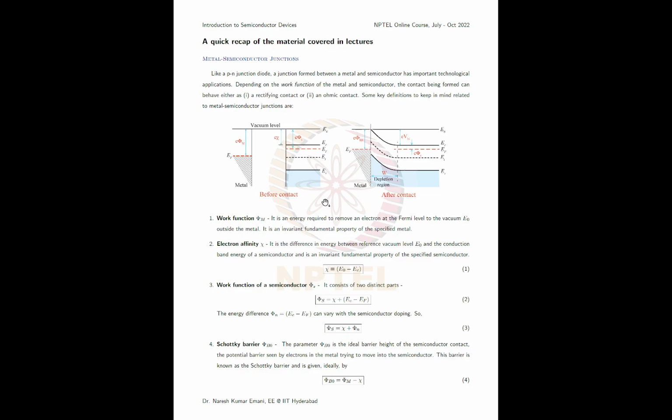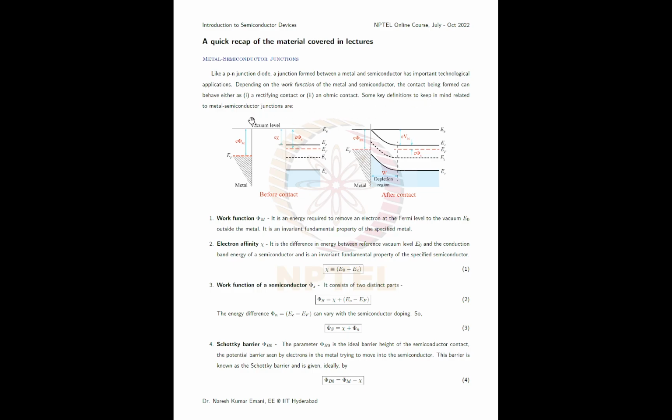So, a quick recap of what we studied today. Metal semiconductor junction. Like a PN junction, a junction is formed between metal and semiconductor. Depending on the work function of the metal, it can be either a rectifying contact or an ohmic contact.